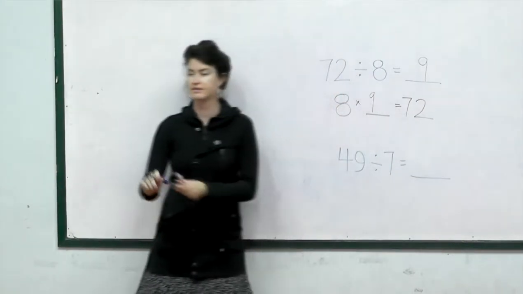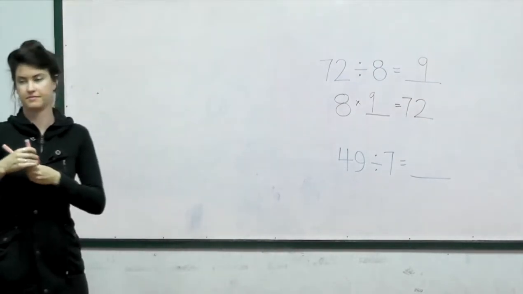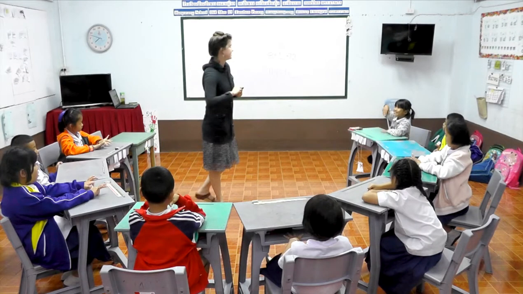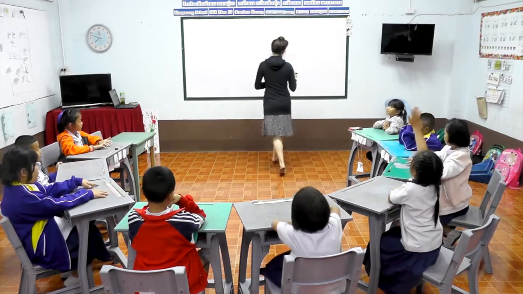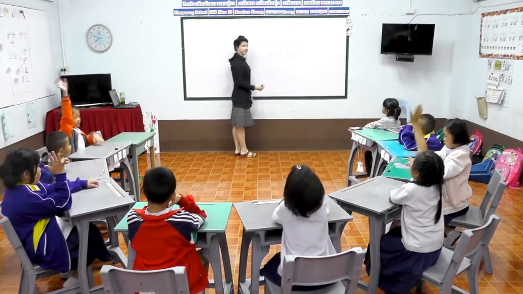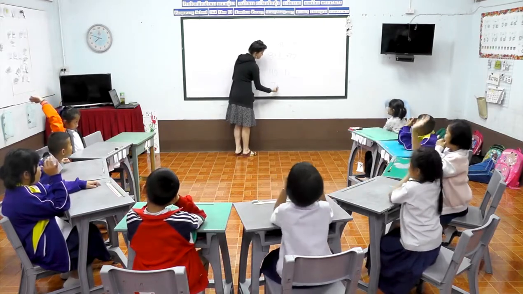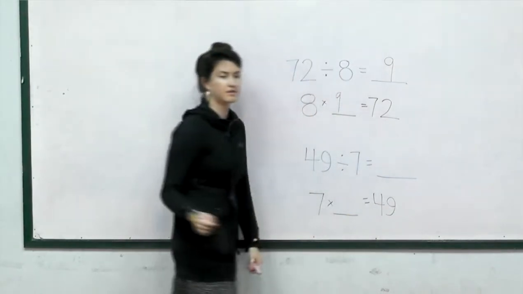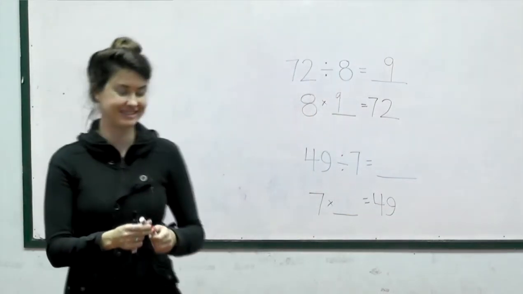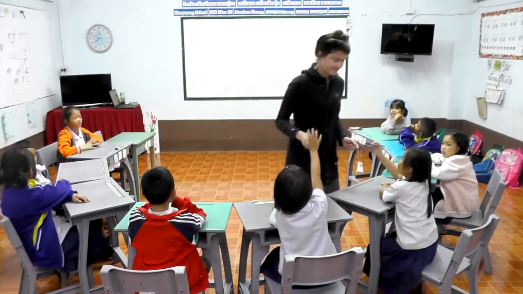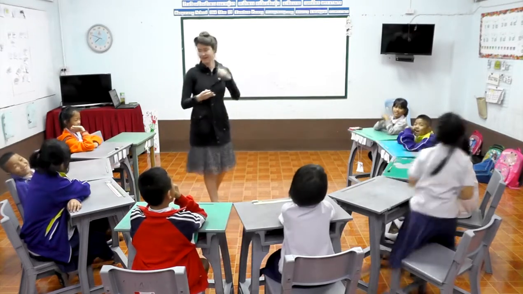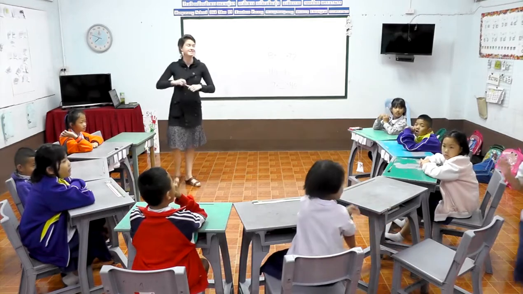49 divided by 7. Or we can think, what equation can we put here? 7 times what number equals our biggest number, 49. Got it? What do you think? 7. Go ahead and write it for us.